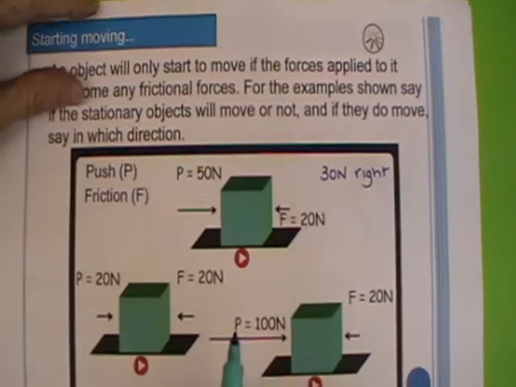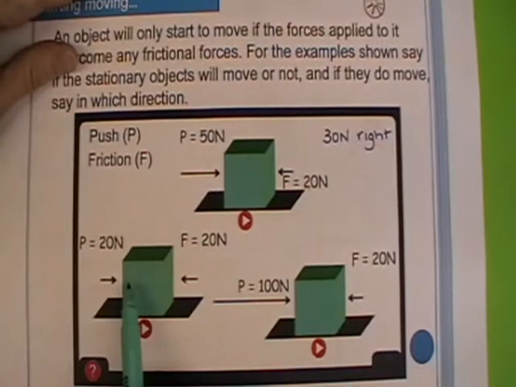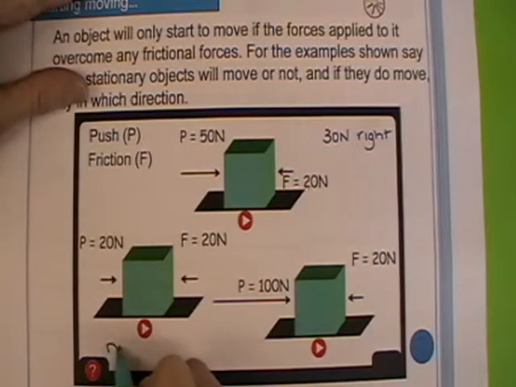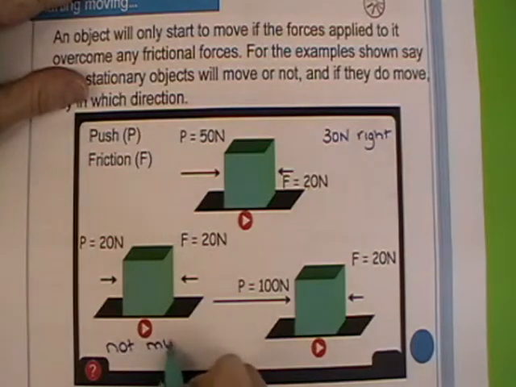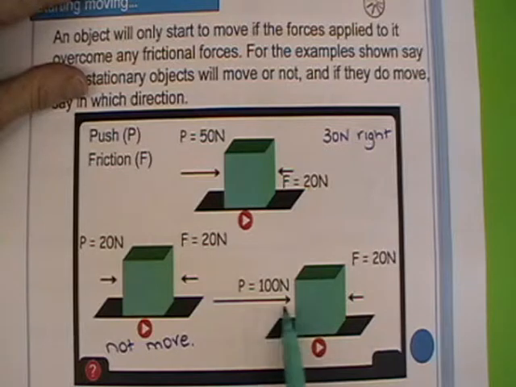The next one here, there's a push of 20 newtons to the right and a frictional force of 20 newtons to the left, so it will not move. The forces are balanced. And the third one here, there's a push of 100 newtons to the right and 20 newtons to the left. So overall you're going to have 80 newtons, and it's going to be moving to the right.